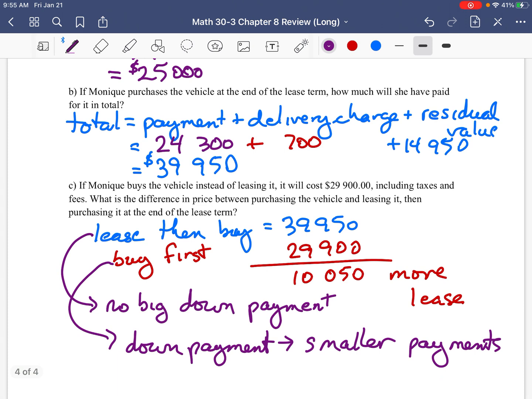Anyway, that is it for the long review. Once you got this done, you have the option to work on the short review on your own, or you can go work on the Sudoku. Any questions?